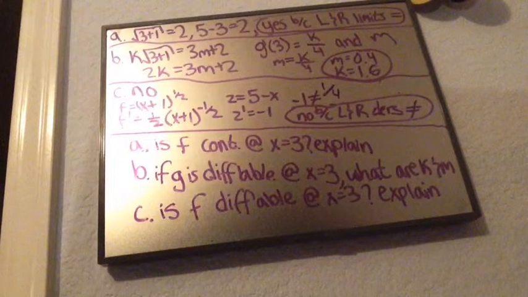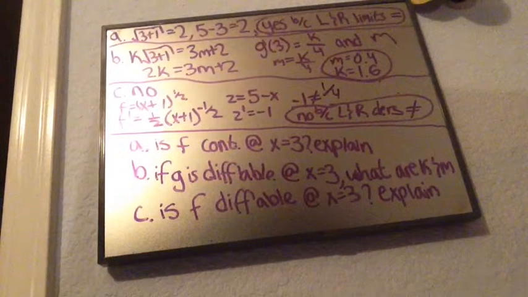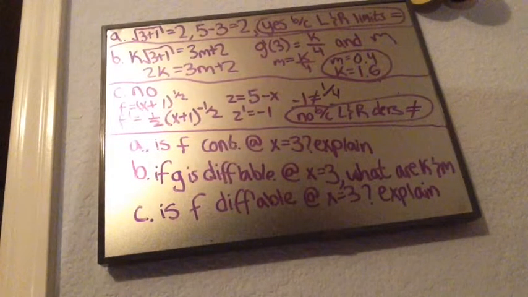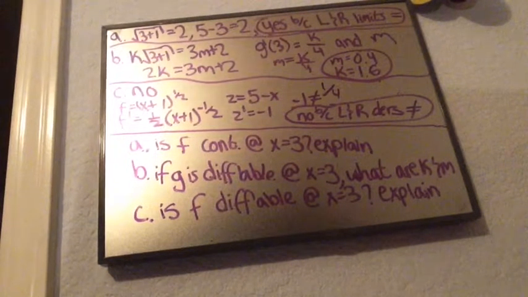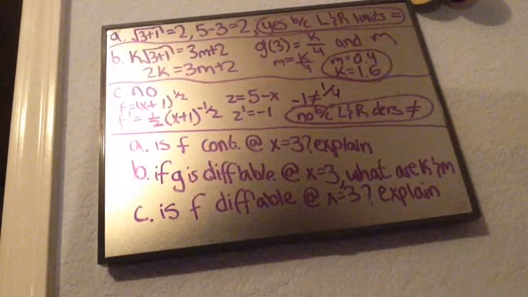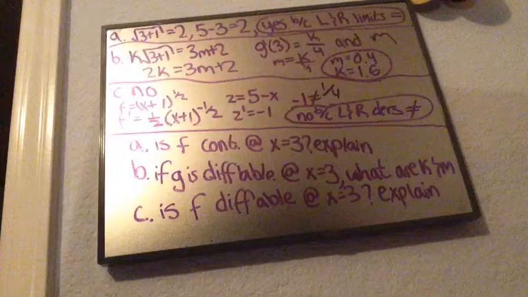In part B, you set them equal to each other as well, and you plug in 3 once again. You will get 2k equals 3m plus 2. Then, you can take the derivative of each one and set it equal to each other, and you get m equals k over 4. Then you use substitution, and you can get m equals 0.4 and k equals 1.6, or 2/5 and 8/5.